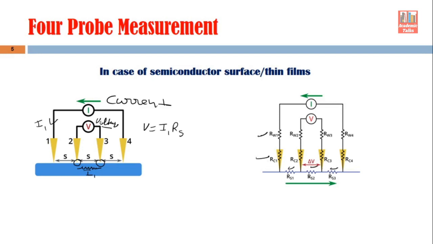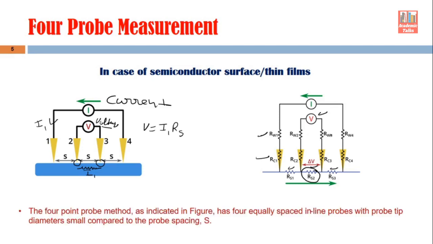So between the voltage probes, this RS2 component is coming into the picture. Whatever voltage is being measured by this voltmeter is the voltage which appears across this RS2. The voltage appearing across other components like RC2 and RC3 is negligible. Voltage drop across RW2 and RW3 also is negligible. So whatever voltage we are measuring here is a true representation of the voltage drop across the semiconductor part only, and that way we can use that value of resistance to find out the resistivity.